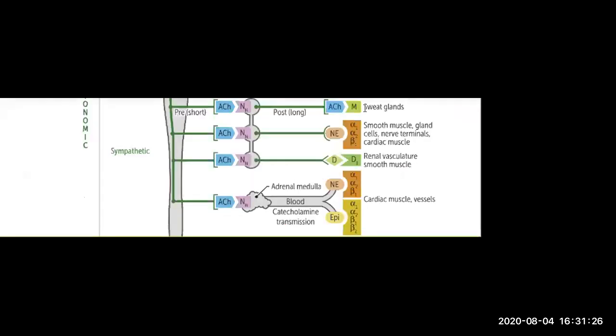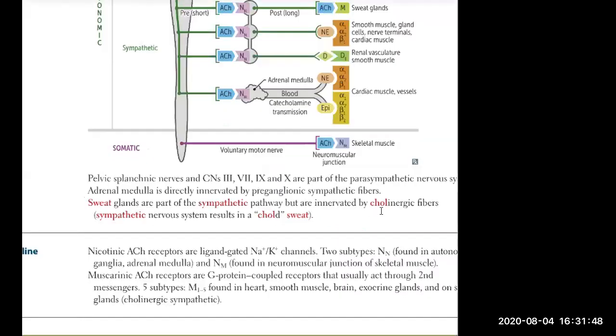These are the sweat glands, okay? They have the sympathetic innervation, but the fiber is cholinergic because it is releasing acetylcholine. The fibers that release acetylcholine we call cholinergic, but the ones that release norepinephrine, epinephrine, or dopamine we call adrenergic fibers. So this is what is written at this particular line.